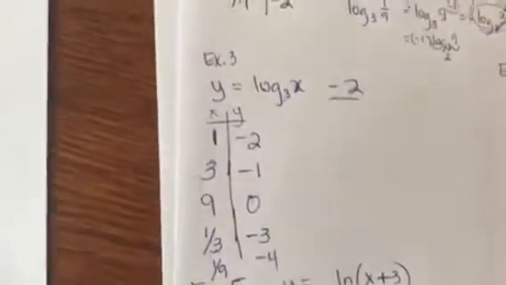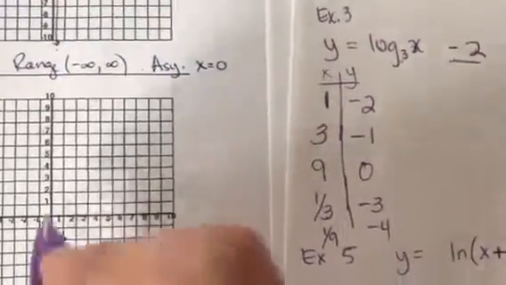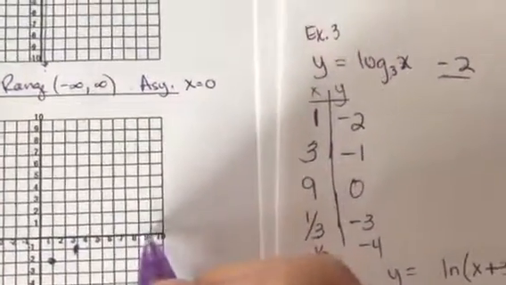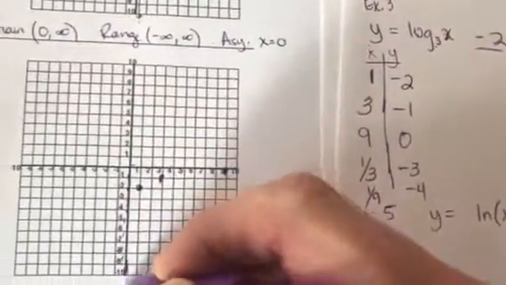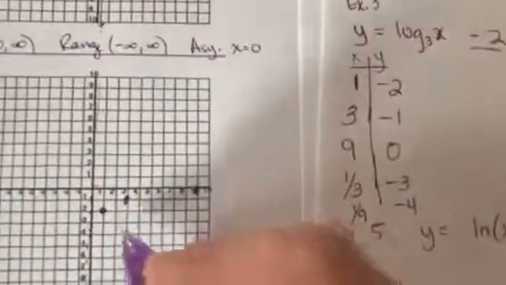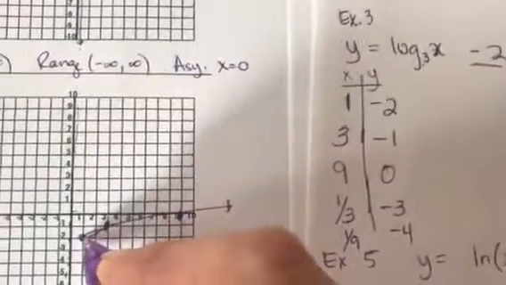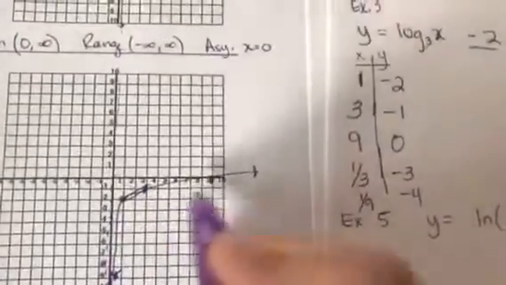Okay, so let's graph these. Let's see what we've got here. I'll graph that over here right below. I've got 1, negative 2. There we go. I've got 3, negative 1. I've got 9, 0. And by the way, remember my asymptote was still this, because that's what x can't be. So I can see I've got this little slight curve going up. I know it's going to drop down here and hug my asymptote. Okay, so it looks just like that.